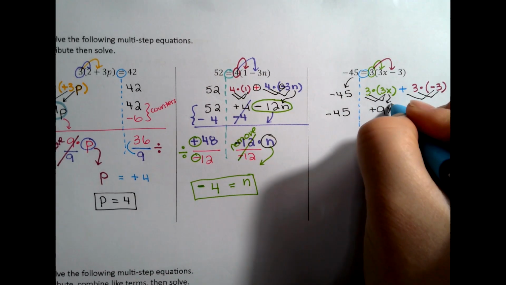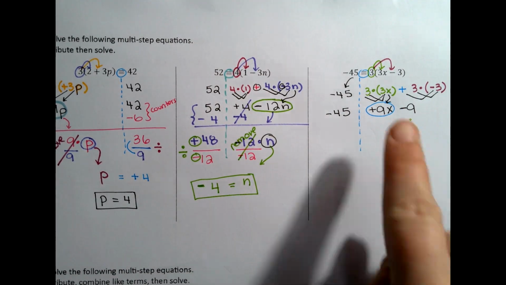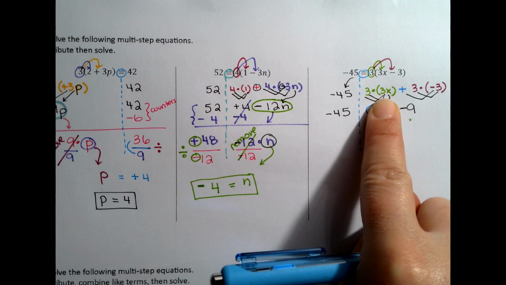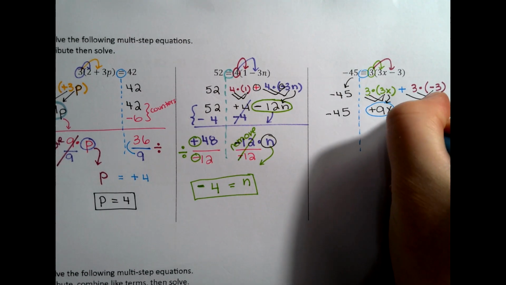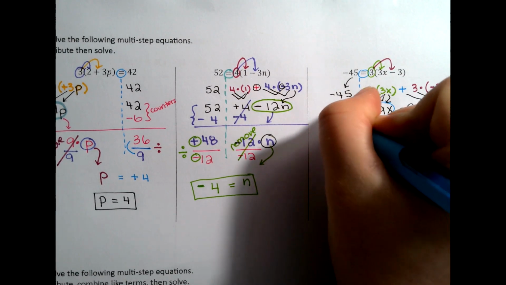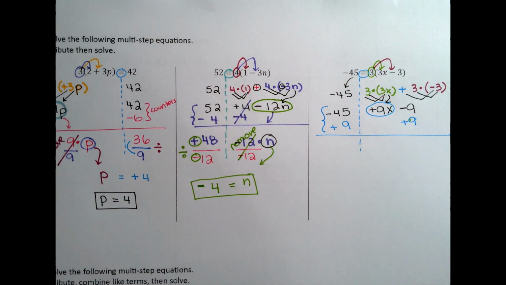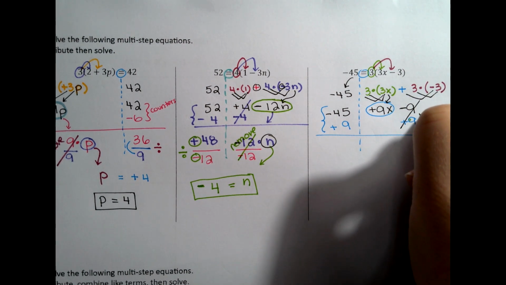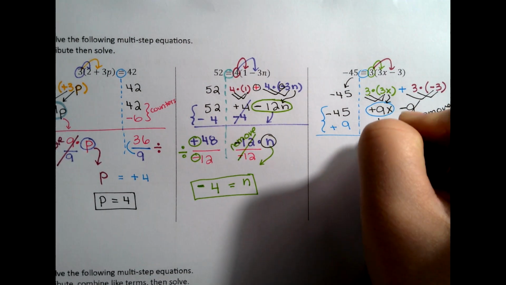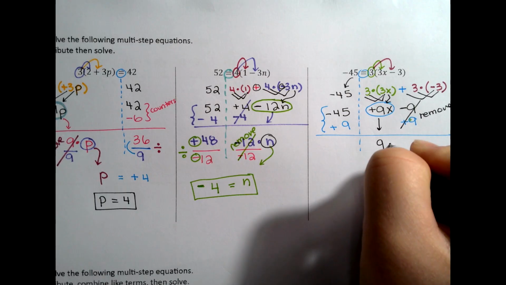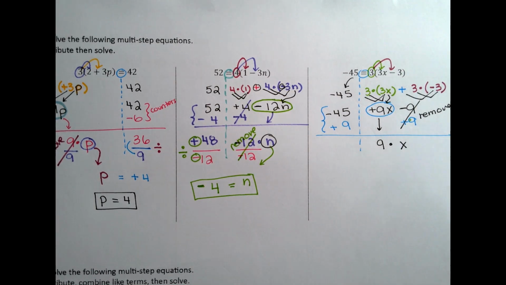Circle your term with a variable. Cover it up. What do we see? We have a negative 9. I'm going to be adding 9 to both sides. This side here, we're using counters, but however, on the other side, our goal is to remove these 9s. Bring down the positive 9 times x. And again, here you can use counters.